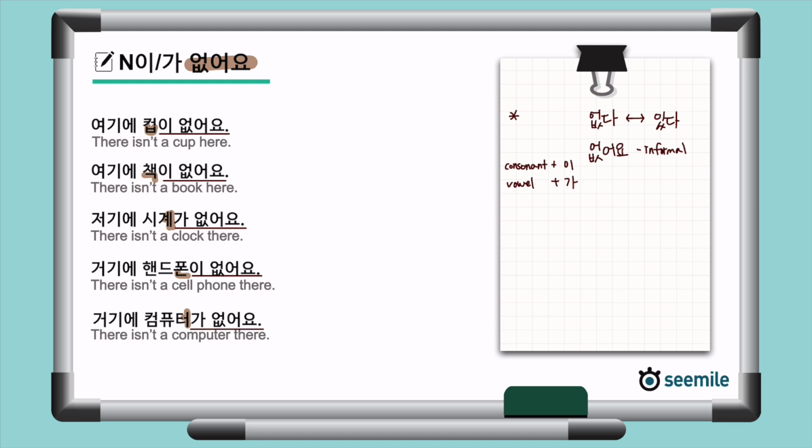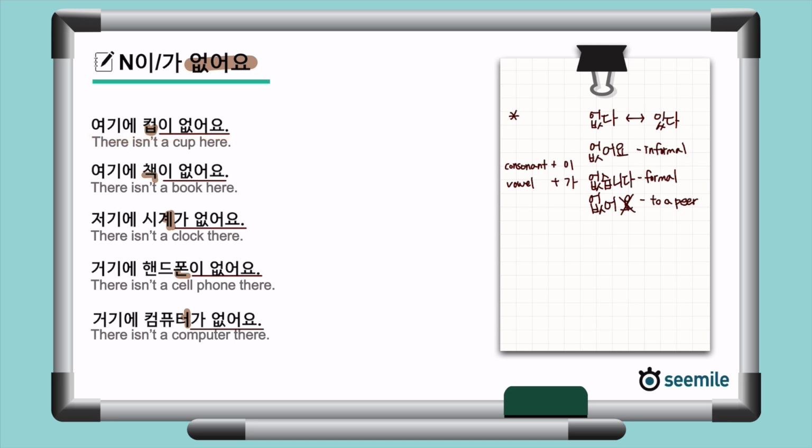Next, can you guess how to say when speaking to your close friend? Yes, again, just remove 요 from that, as in 여기에 컵이 없어. 저기에 시계가 없어. But to speak formally, use 이가 없습니다. As in 여기에 책이 없습니다. 거기에 핸드폰이 없습니다. Now repeat after me.